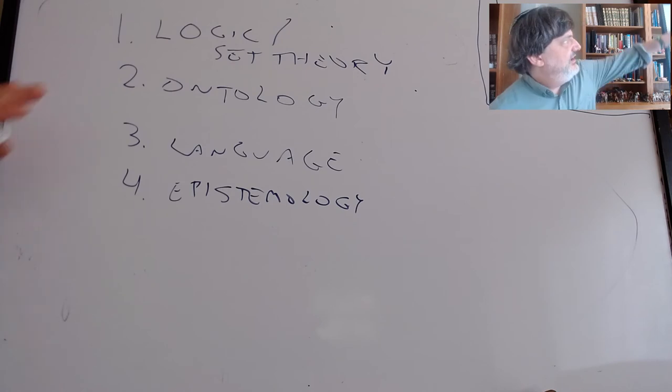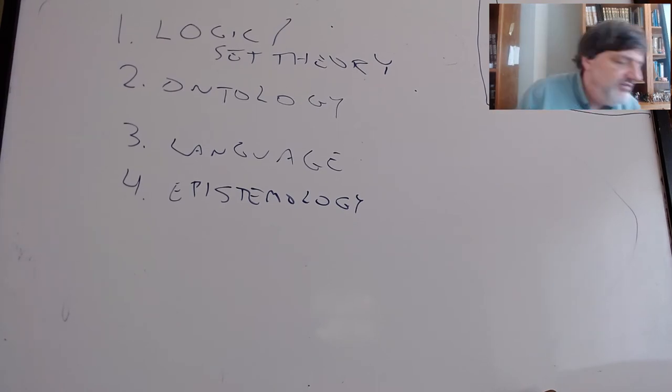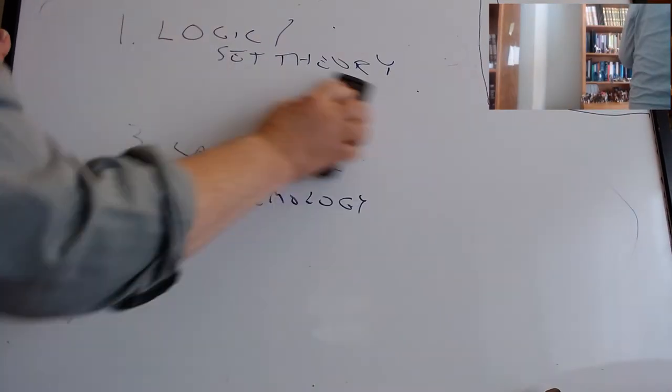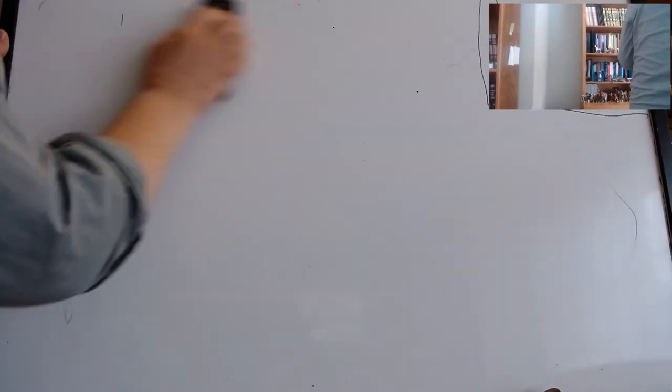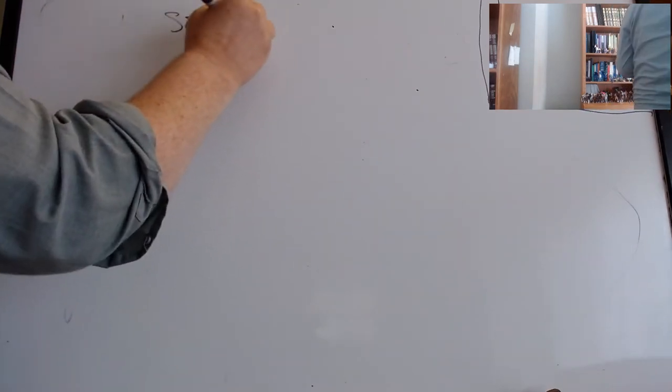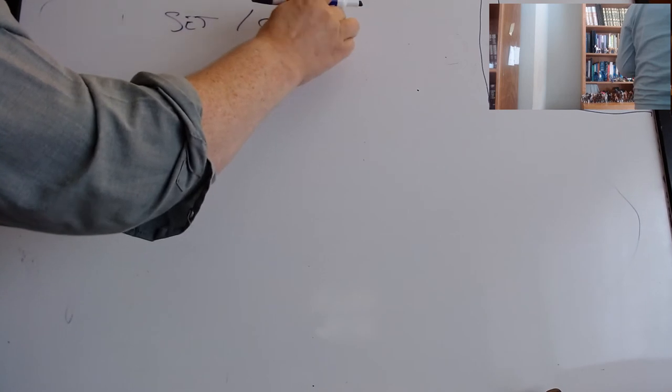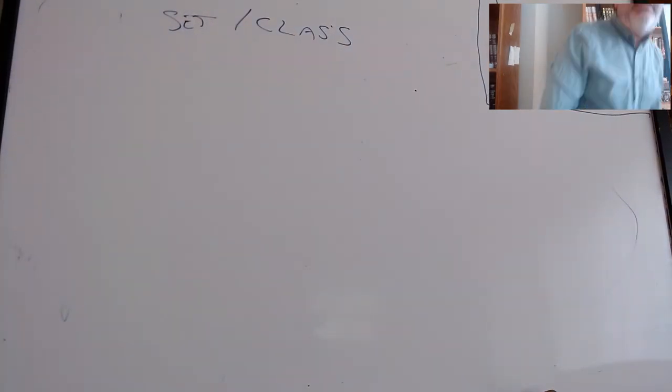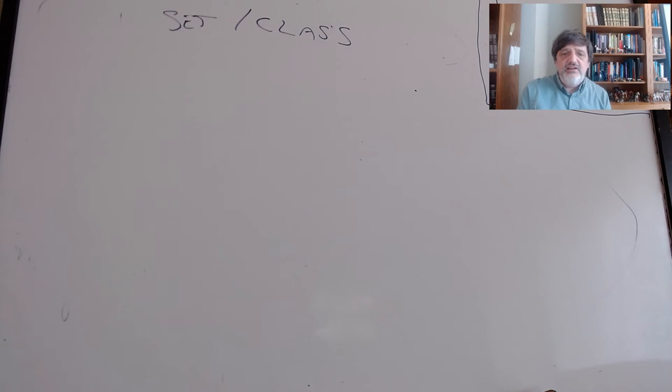Okay, but like I said, I'm going to start by saying a little bit more about this one, because there was more about it in the reading for today, and I want to explain what's going on. What is a set or a class? Carnap actually distinguishes between sets and classes, right? He says that sets are mathematical objects, whereas classes are a feature of logic.